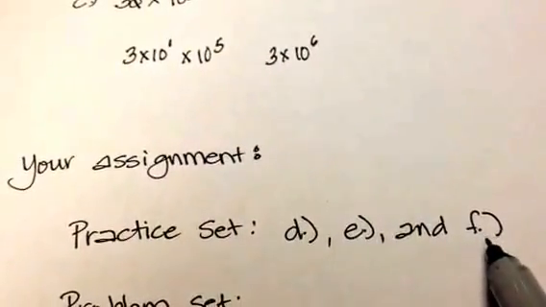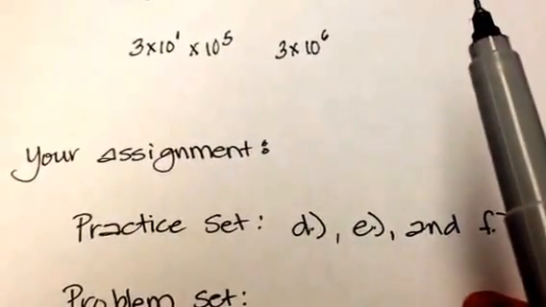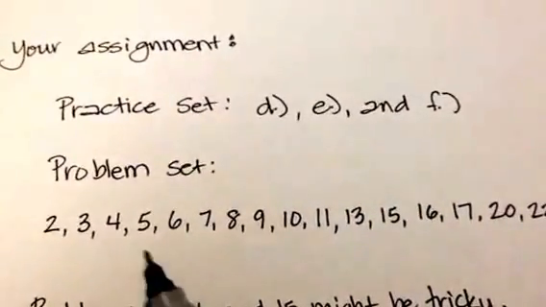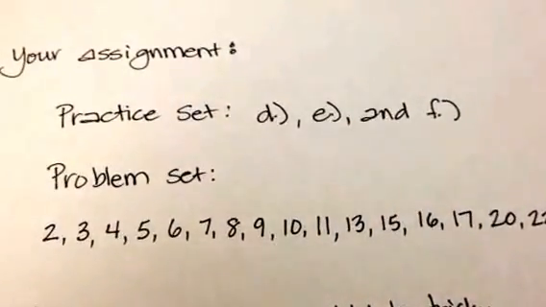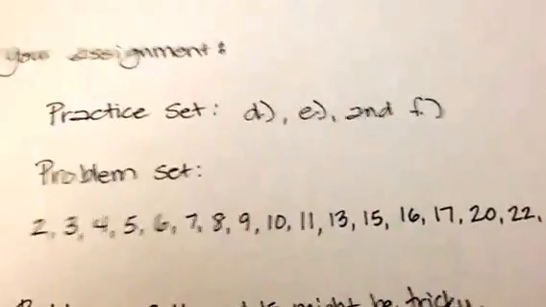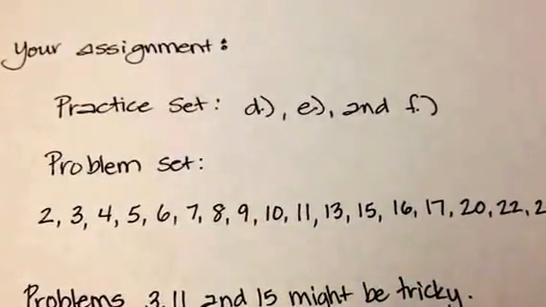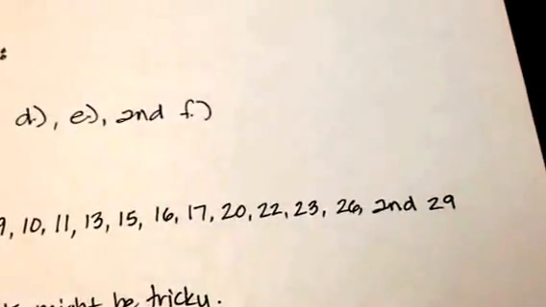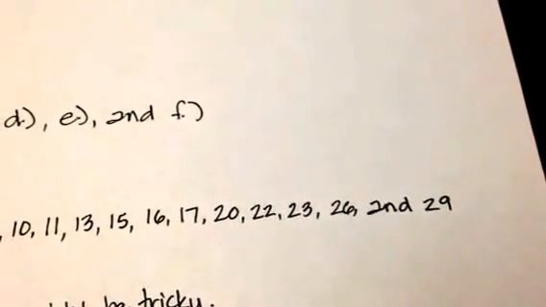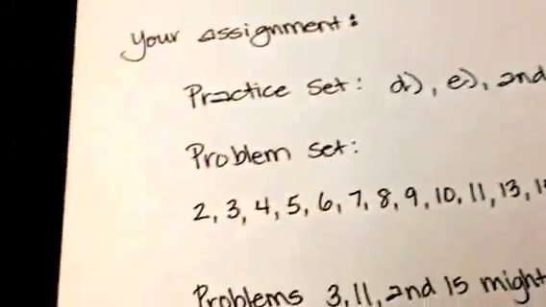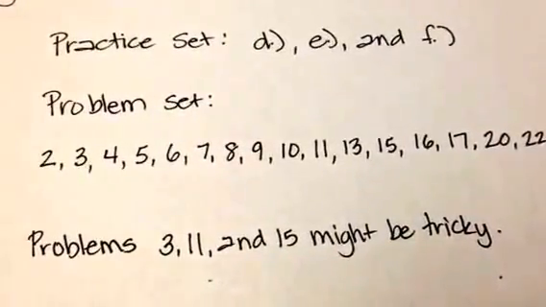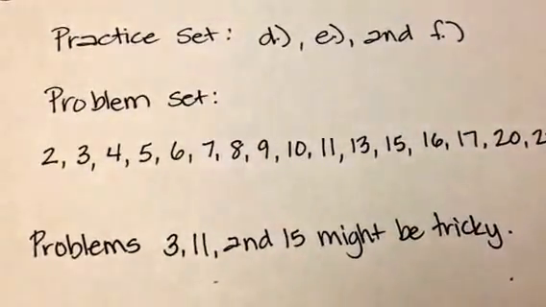E, and F. Please, please have that done before class. All right, then you're going to do 2, 3, 4, 5, 6, 7, 8, 9, 10, 11. Whew! Then you're going to skip over to 13, 15, 16, 17, 20, 22, 23, 26, and 29. And I will tell you that 3, 11, and 15 might be a little bit tricky.